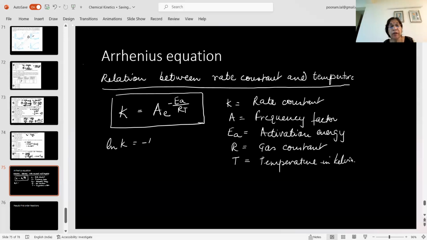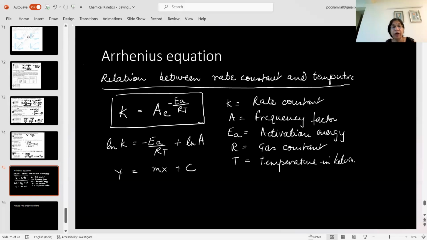minus EA by RT plus ln A. Okay, I've taken log on both sides. So this comes here and plus ln A. So this is a simplified format. With this simplified format, I can plot a graph. This simplified format looks like y is equal to mx plus c.